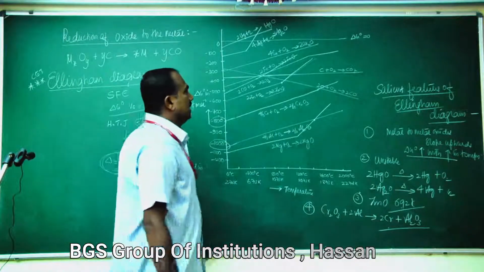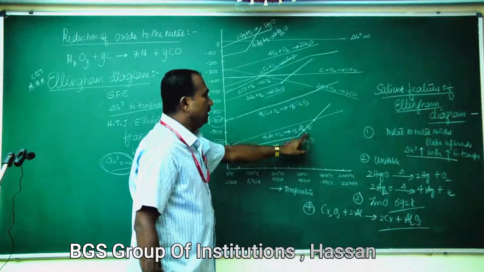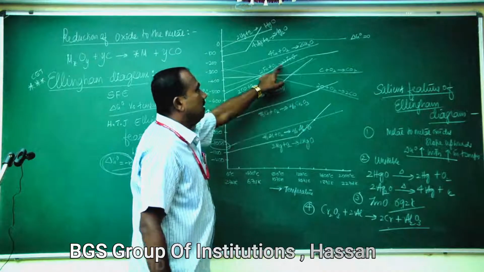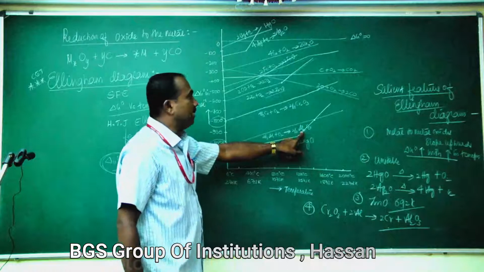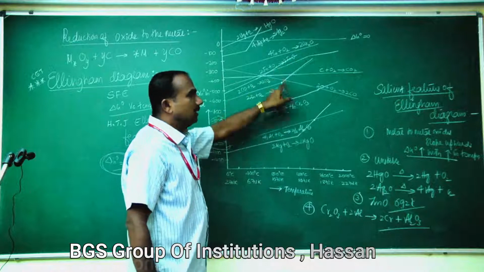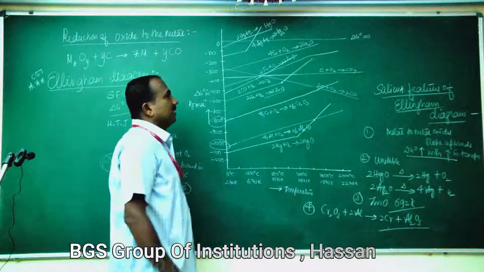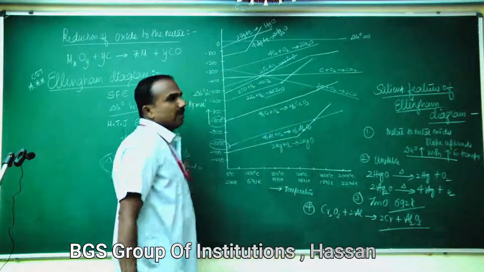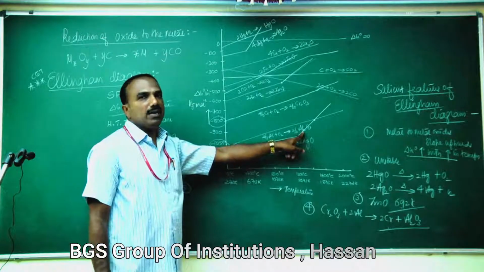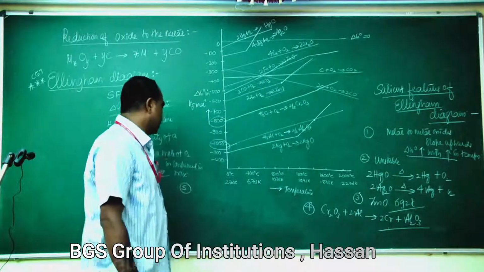If we consider the graph for the formation of ferrous oxide and aluminum oxide, aluminum is more stable compared to iron. So more the gap between the two lines, more is the stability of the reducing agent. Aluminum acts as a good reducing agent, so aluminum can also reduce ferrous oxides. Okay.